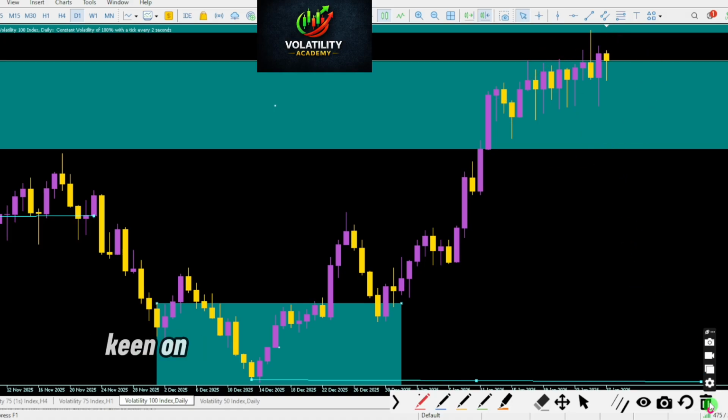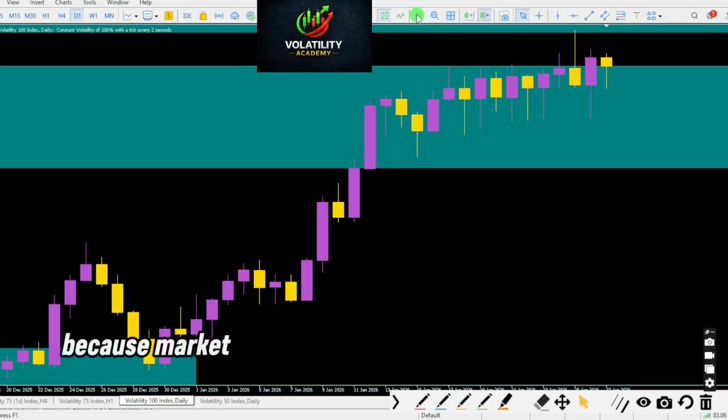I'm still keen on buying, but I would be very careful because the market can reverse on us at any time. But for now, we are still bullish. So I will mark my break of structure to the upside right here. And this is my range low, or my protected low.